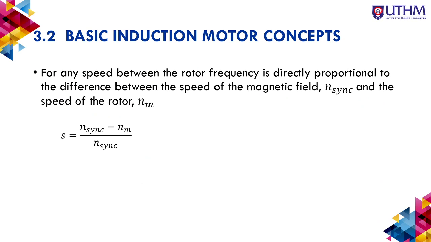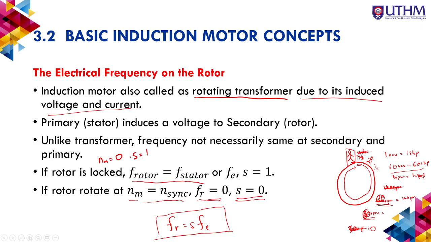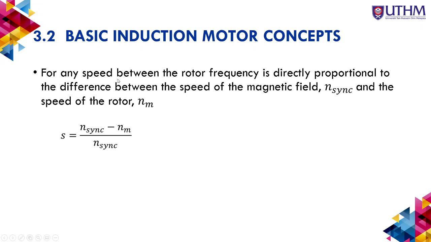Okay, so for any different speed, for example, this guy and the second guy are different. So the rotor and also the stator have a different speed. For any speed, the rotor frequency is directly proportional to the difference between the speed of the magnetic field, sync, and the speed of the rotor. So ini kita dah tengok, ini adalah dia punya slip, this is the slip.